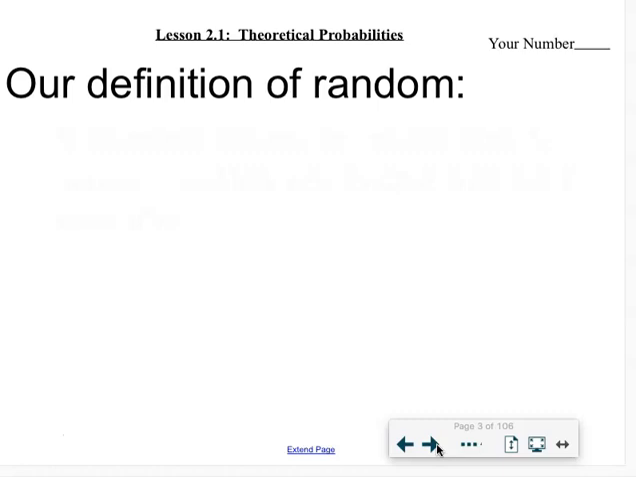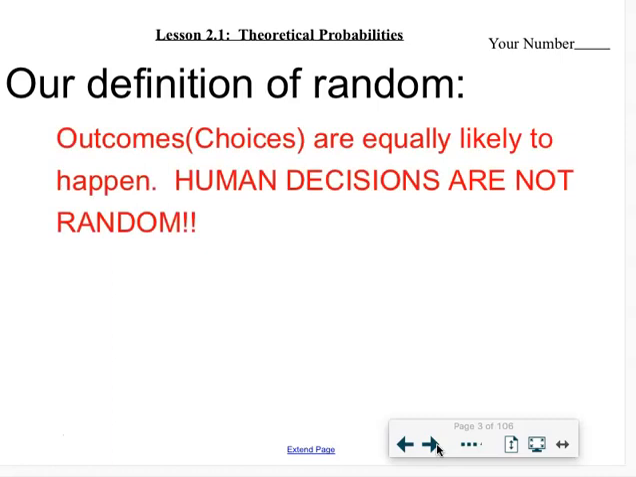Our definition of random, and this is something we'll talk about in a second, is when outcomes are equally likely to happen. So human choices are not random. We're talking about things that have equal probabilities, like flipping a coin, where you're either going to get heads or tails, and they should be equally likely to happen. So human decisions are not random.